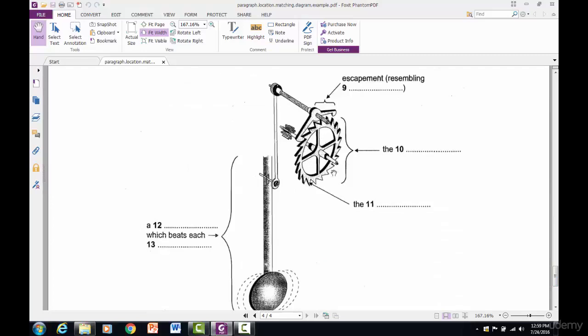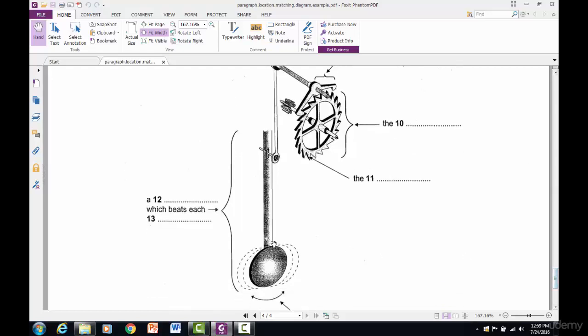You have to look at what that looks like. Number 11 is going to be a word that describes what these things are right here, these little pointy things. And number 12 and 13 are connected to this language, which beats each. That's very helpful because 12 and 13 are connected: a blank which beats each blank.